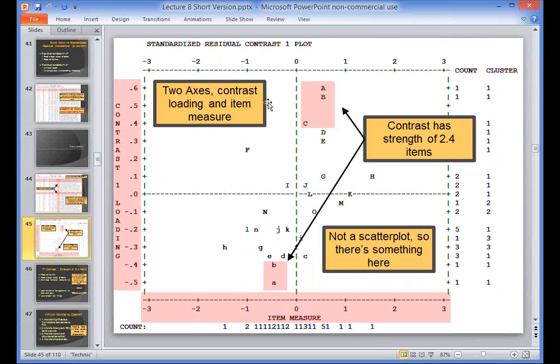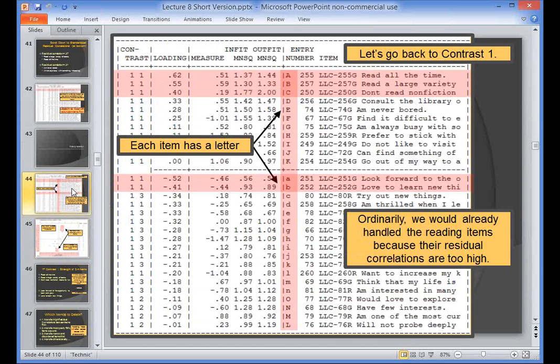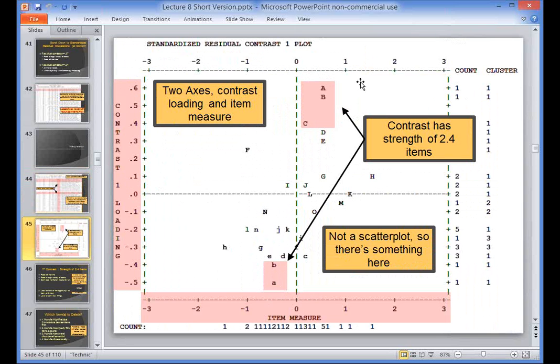So you want to find a way to interpret these contrasts. You want to find a way to determine what each contrast means, and you can see here that you have a list of items, and the items have A, B, C, and D, capital letters for the positively loaded items, small letters for the negatively loaded items. If you look at the graph, you can find capital A, B, and C up here, and this will tell you where the dimension emerges in the data.